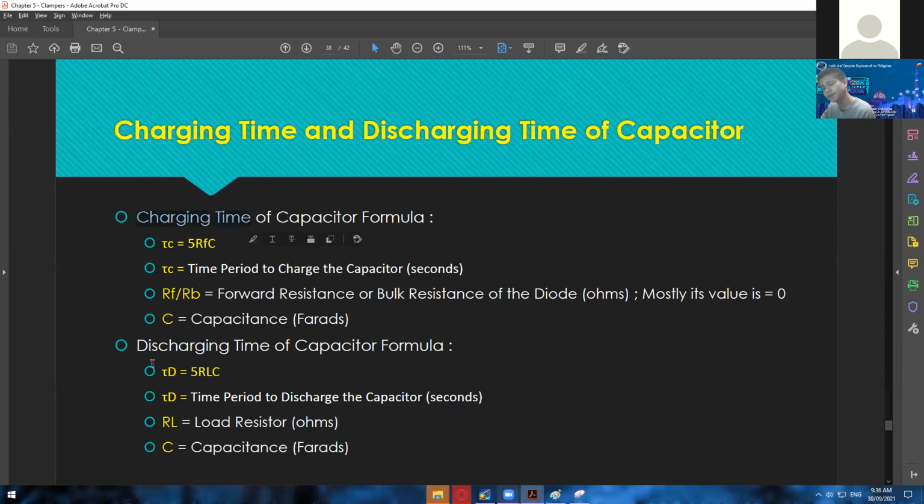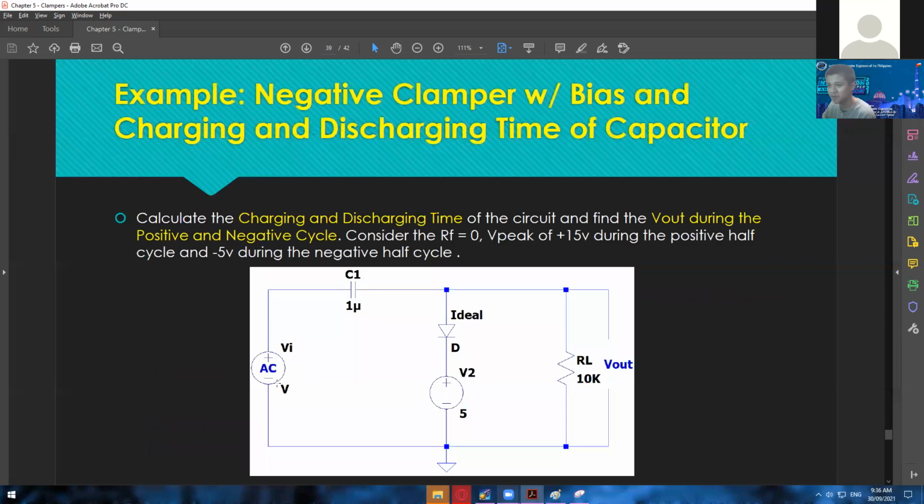If you have charging time, we also have discharging time, which is called tau D. D for discharging and then T for time. So it is equal to 5 times RL times C. RL right here is the load resistor and C is the capacitance. Just be familiar with those formulas, since we are open notes, you are not required to memorize this one since everything is open notes anyway.